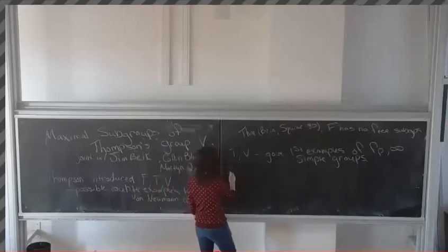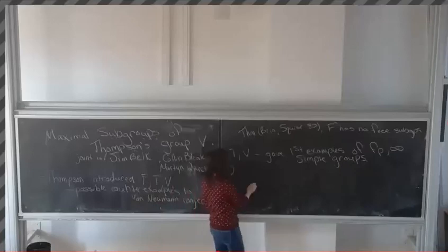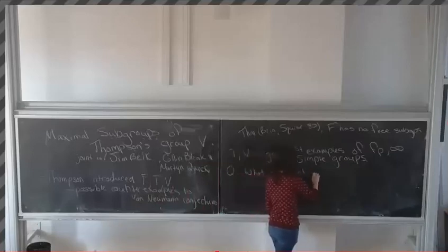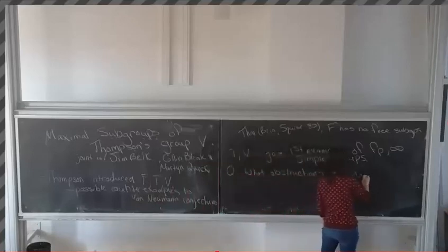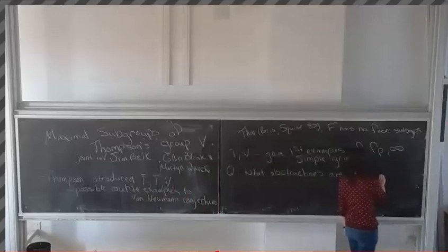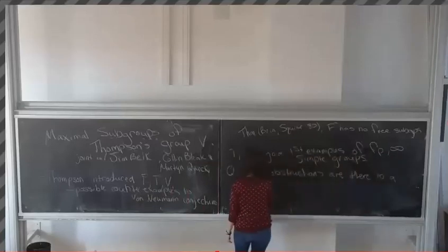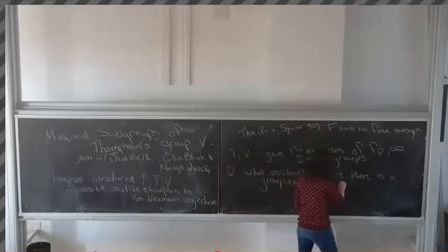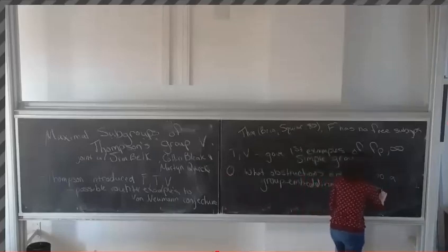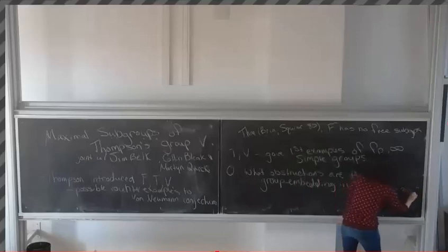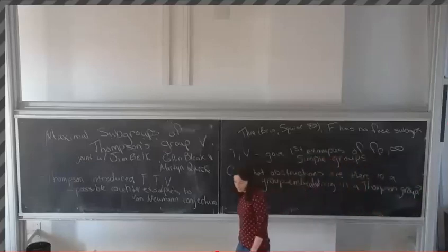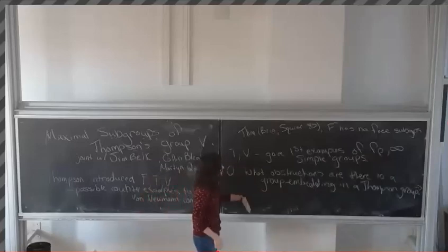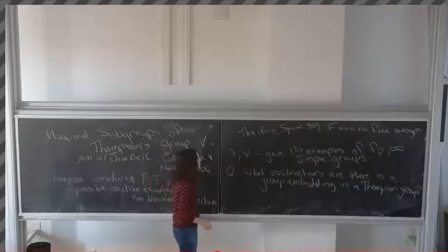And so a general motivating question one can ask is: what obstructions are there to a group embedding in a Thompson group? Yeah, so really, this question is a little harder for T and D because they have so many things that really naturally embed in them.